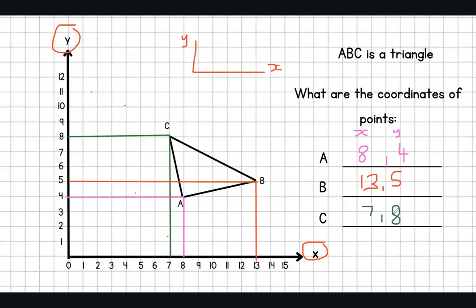But let's double check. I always like to double check. So let's start with A. 8, 4 sounds good to me. B, 13, 5 sounds good to me. C, 7, 8. Remember, along the corridor up the stairs.